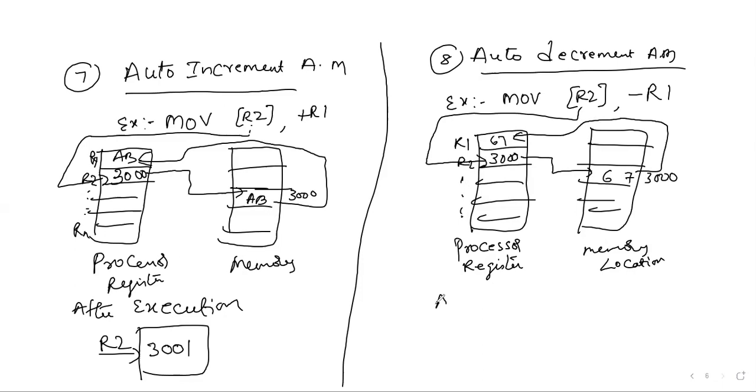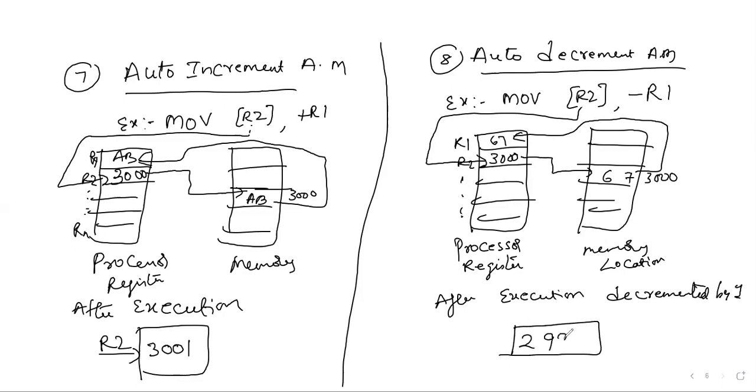Then after execution, the content of the R2 register is decremented by 1. That is, R2 now has 2999. Here the value is decremented by 1, and that is called auto decrement. In the earlier case the value is incremented by 1 after execution, which is called auto increment addressing mode.